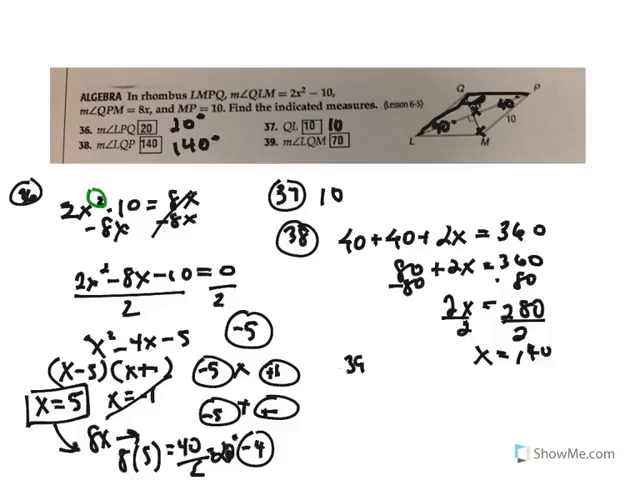And now we do number 39. LQM. Let me erase this. LQM. So this angle here. Well, let's see. If this angle here was 40, we found this angle to be 140. And we know that diagonals bisect the vertices. We can just do 140 divided by 2 and get 70 degrees.